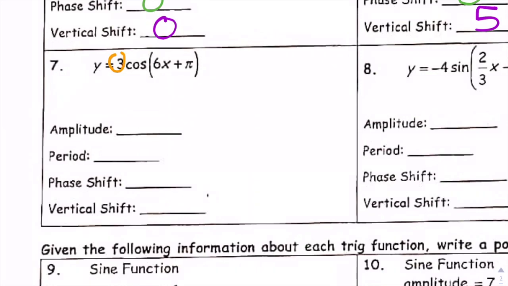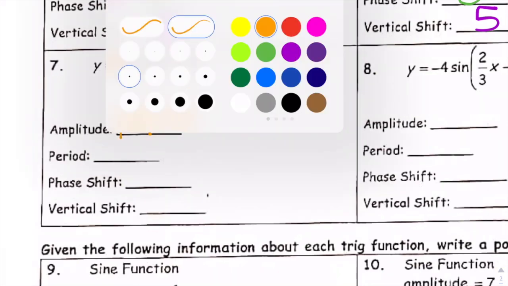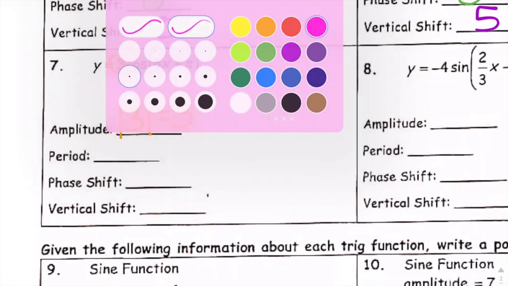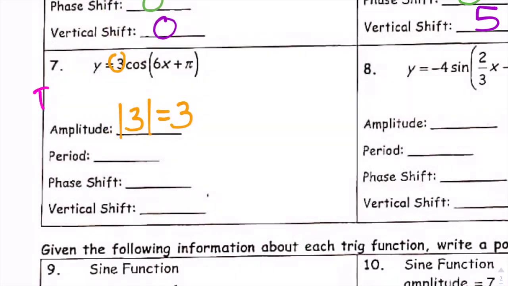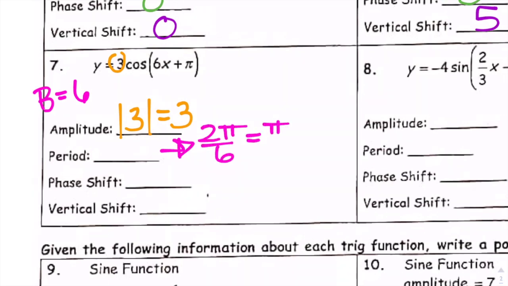So amplitude, absolute value of this A value, so absolute value of 3 is 3. Our period, our B value here is 6, so our period is 2 pi divided by that B value of 6, or pi over 3.